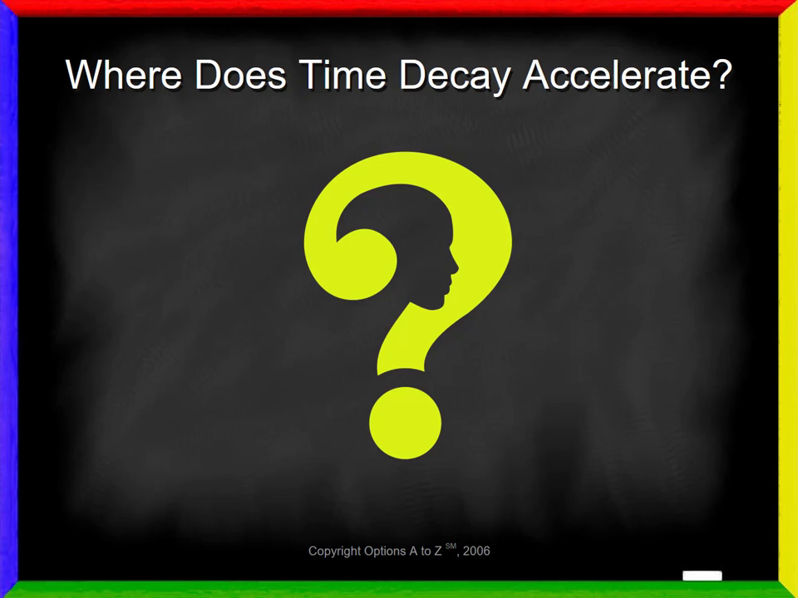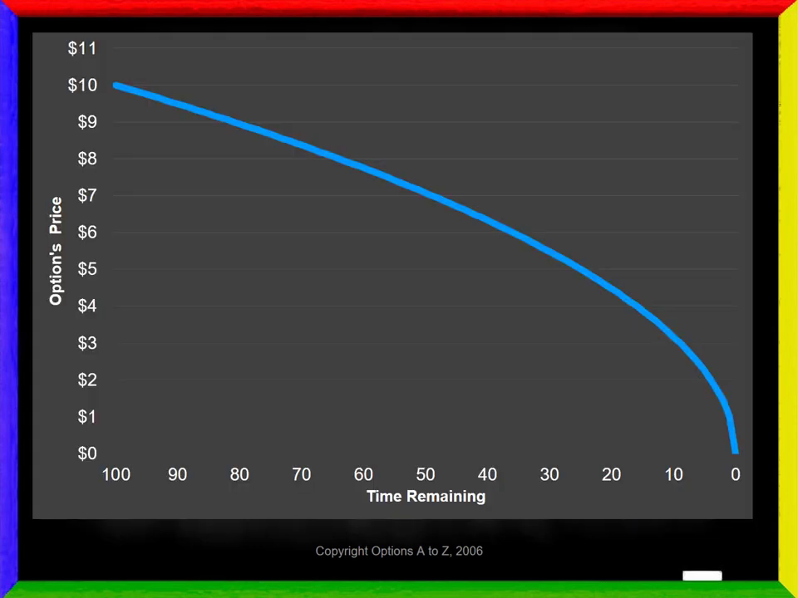While it is true that you'll experience much more rapid time decay within this 30-day window, that's not where time decay begins to accelerate. And the correct answer may surprise you. The point where it accelerates isn't even a fixed point in time. It's relative. To see why, let's start by looking at an options price over time.